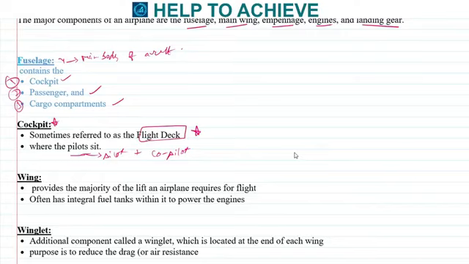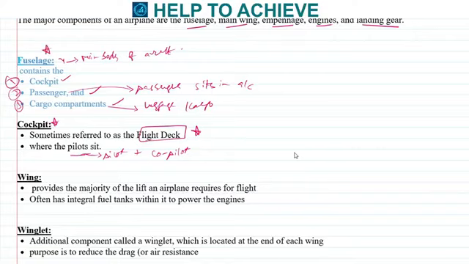Next, as we have told, the passenger area is where the passengers will be sitting in the aircraft. And next is the cargo component, where the luggage or the cargo will be kept. So this is nothing but the fuselage of the aircraft. Next important component is the wing area.